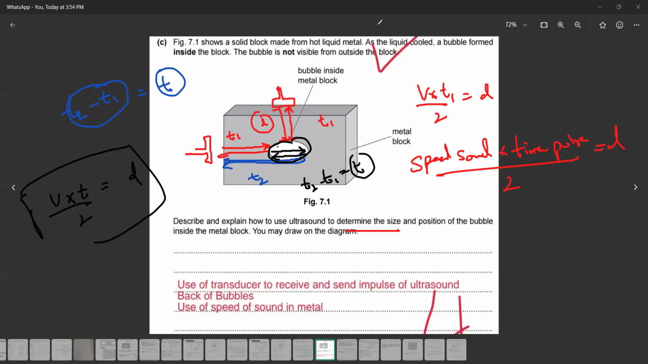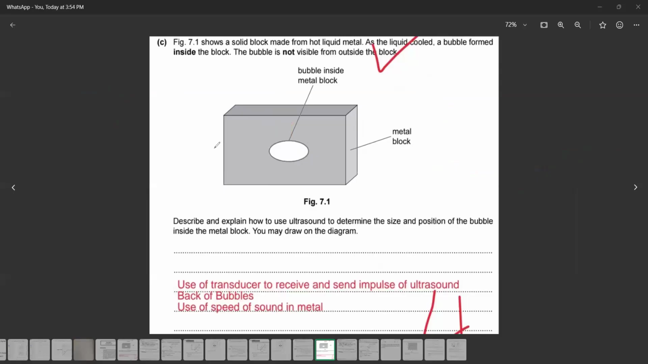So two things are there. First is how to know the position of the bubble. To know the position of a bubble, we send a signal and receive the first pulse. We record that time. The time recorded is multiplied by the speed of the ultrasound in the metal divided by 2. Why are we dividing by 2? Because it's going and returning back. So this will give us the distance of the bubble from the position of the detector.